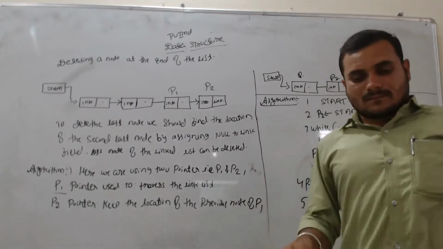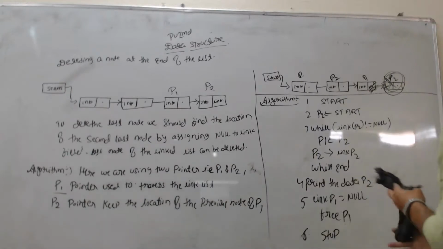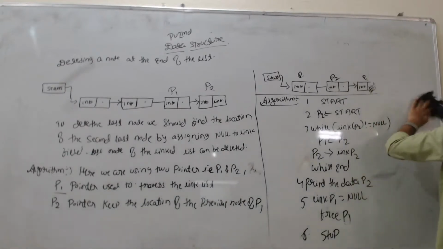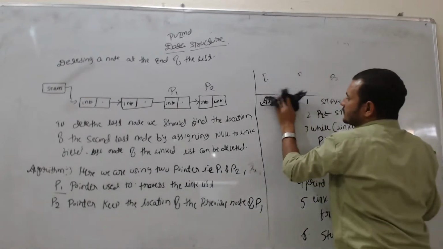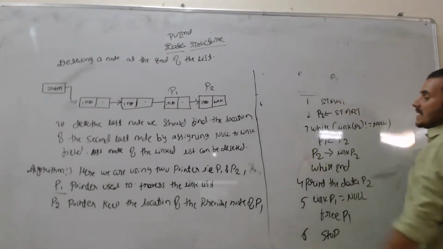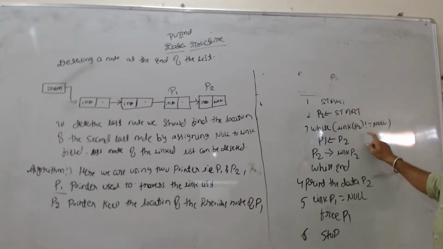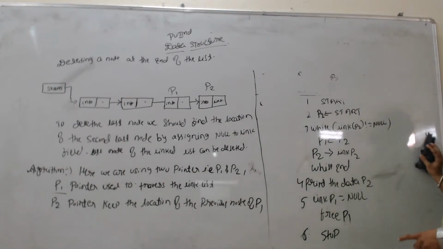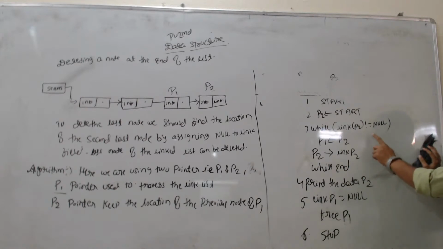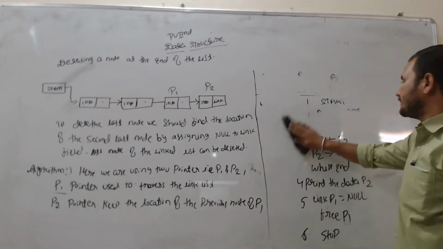Okay. So if they ask you to write the algorithm for deletion of a node at the end of the list, we have to write down this algorithm, right. If they ask for 2 to 3 marks, write the algorithm for deletion of a node at the end of the list, you have to write this one, okay.